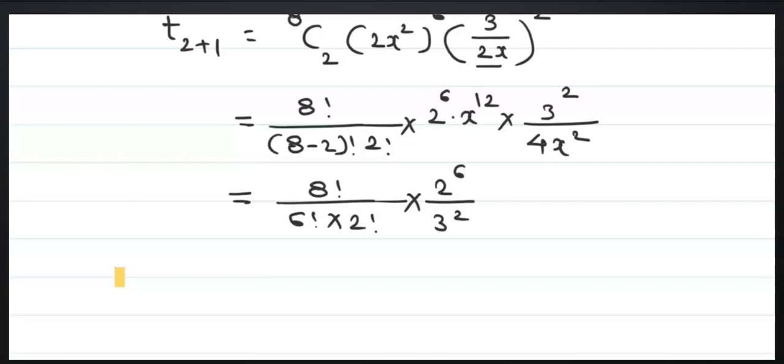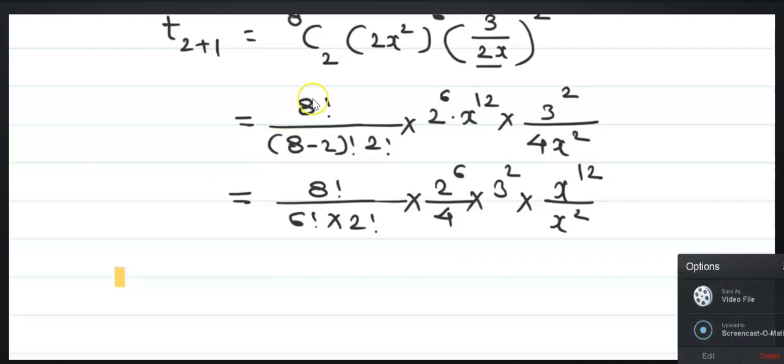To simplify this, now see here. 8 factorial upon (8 minus 2), that is 6 factorial, upon 2 factorial. Now again, here is 2 raised to 6, and here is a 4, so 2 raised to 6 upon 4. Then we take the constant, that is 3 raised to 2. Then here is x raised to 12 upon x square. Now simplify this.